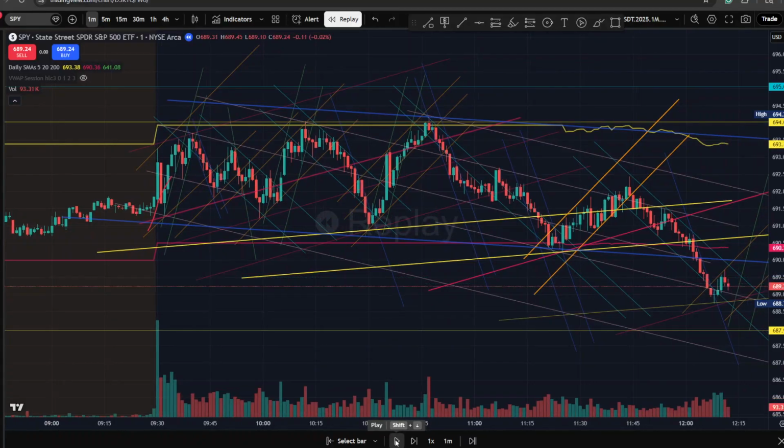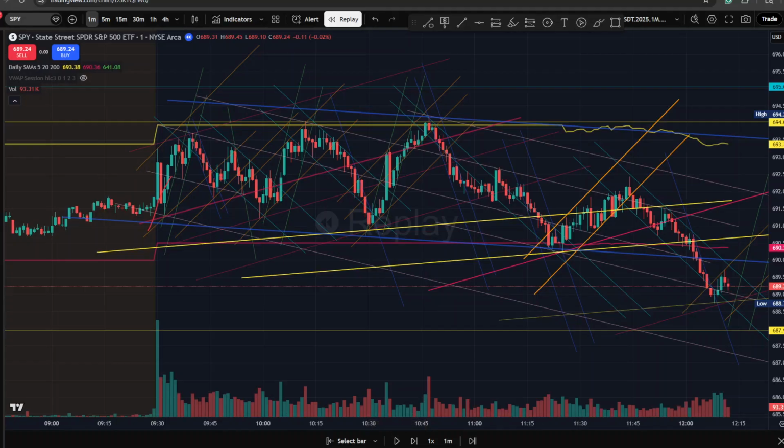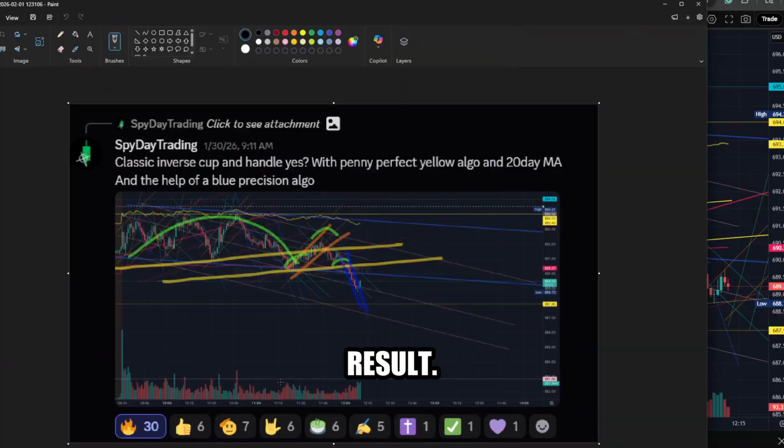And there's their trade. You now have a high probability short setup because you knew to look out for structure. You were prepared 2 hours before the trade. And this is the result. A classic inverse cup and handle with penny perfect yellow algos and the 20-day moving average with the help of the blue precision algorithm.